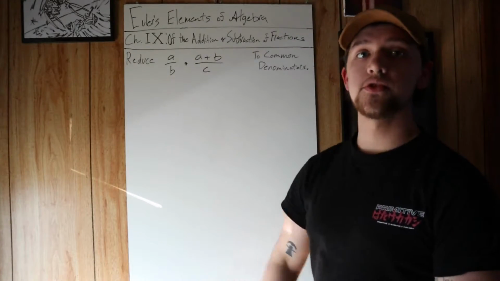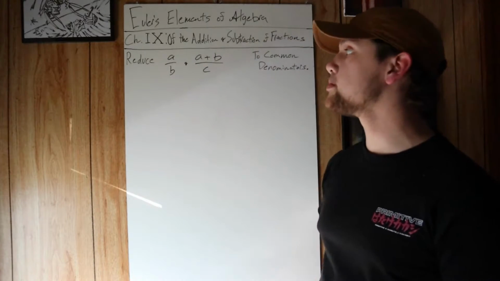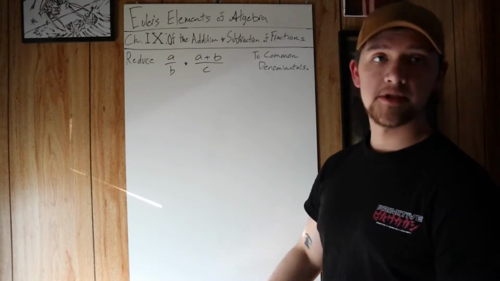They have common denominators, therefore they have been reduced to their common denominator. Alright, and here's example 2 from the same chapter, which is reducing a over b and a plus b over c to common denominators.